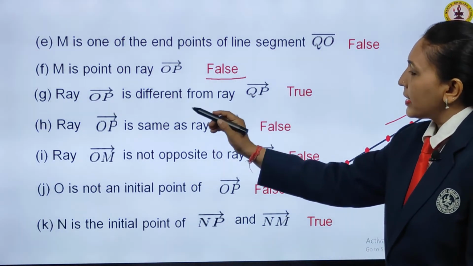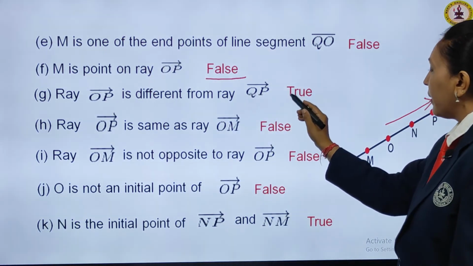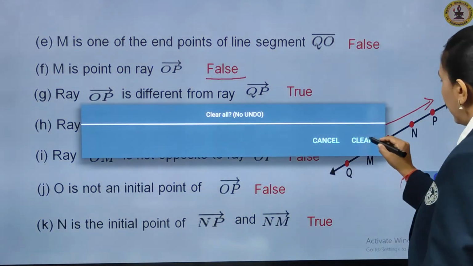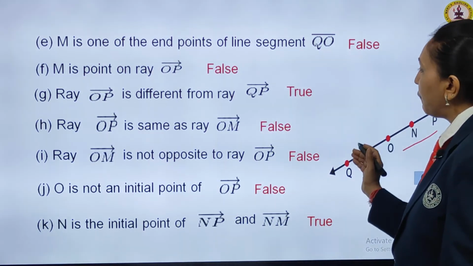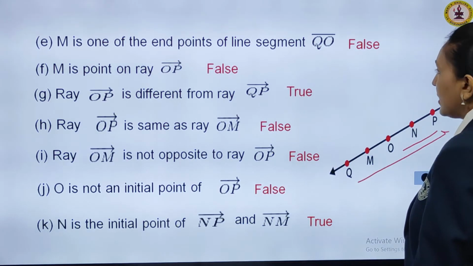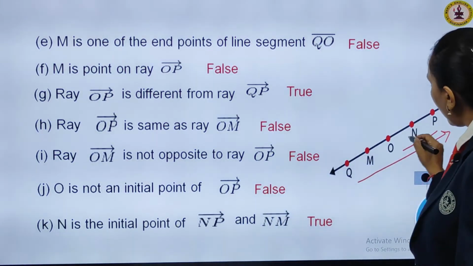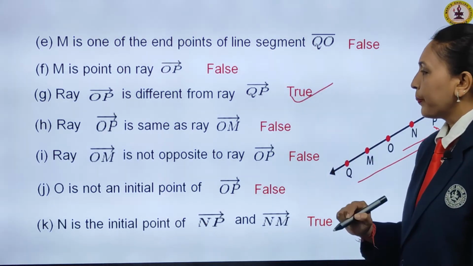Okay. Now, next, ray OP is different from ray QP. Now, let us see what it is telling. OP, where is OP? Here. And it is telling it is different from ray QP. Where is ray QP? Here. Is it? Yes, because both are different rays. One is here and one is another. So, the statement is true.